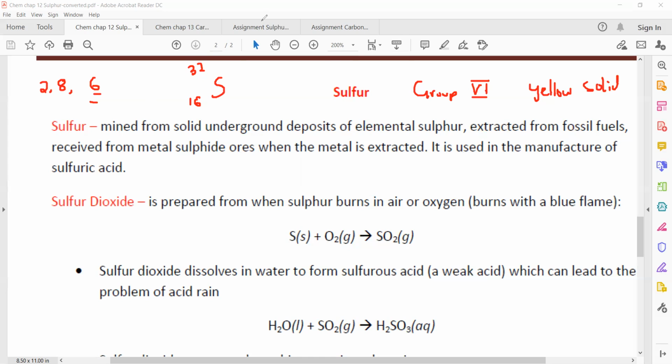Is it clear, the first part? The existence of the sulfur and the use of the sulfur. It is used for manufacture of sulfuric acid, and we can extract it by mining underground deposits of elemental sulfur, or from the fossil fuel. We can also receive it from metal sulfide in extraction of the metal. So I want you to copy this part first.